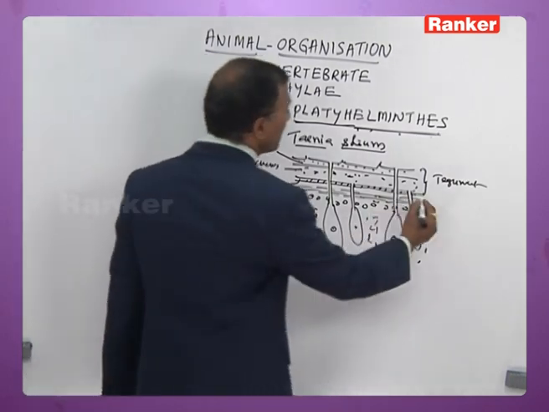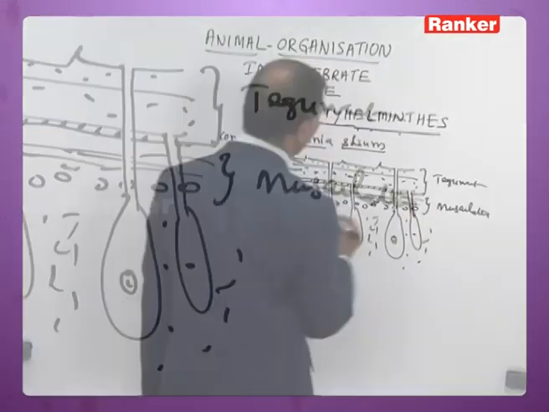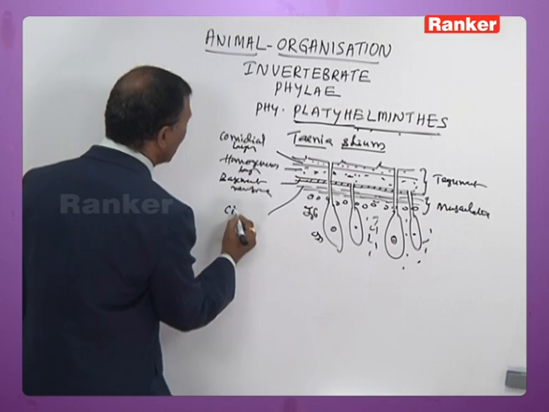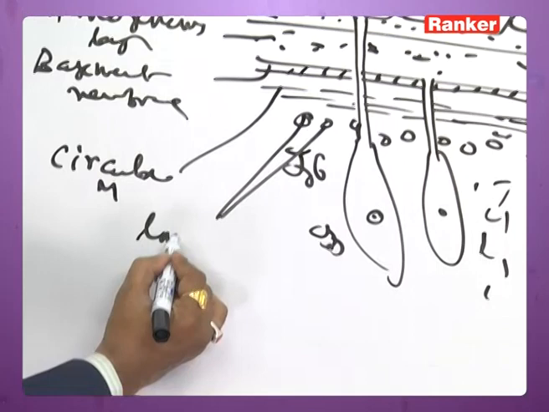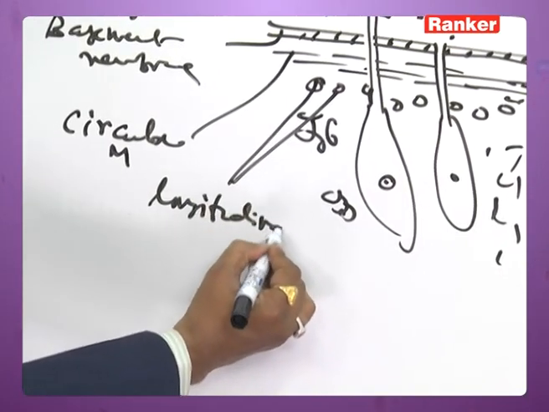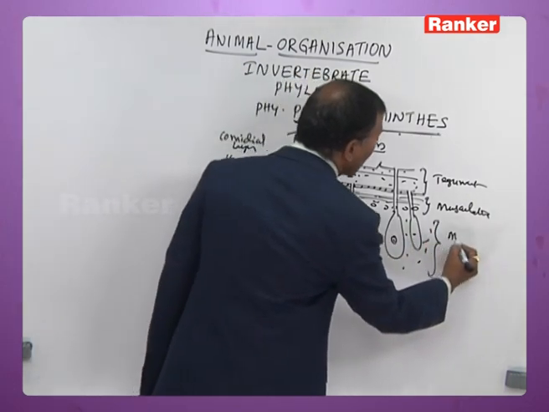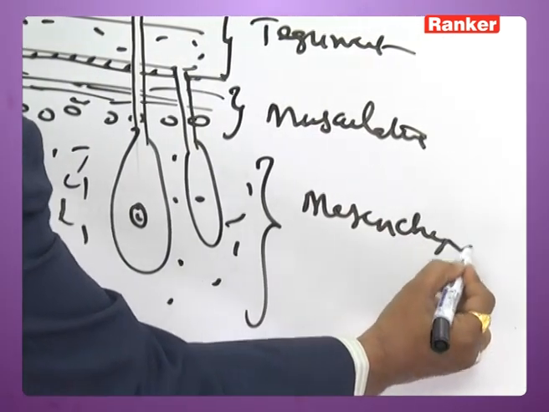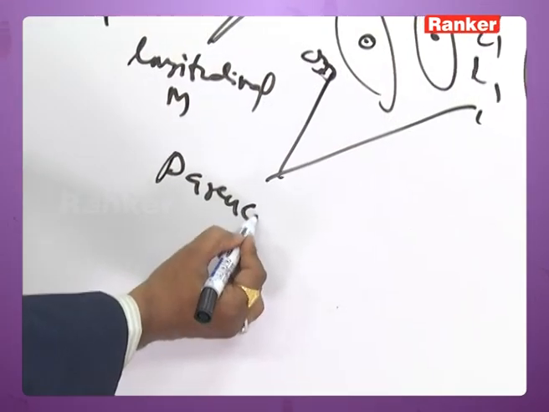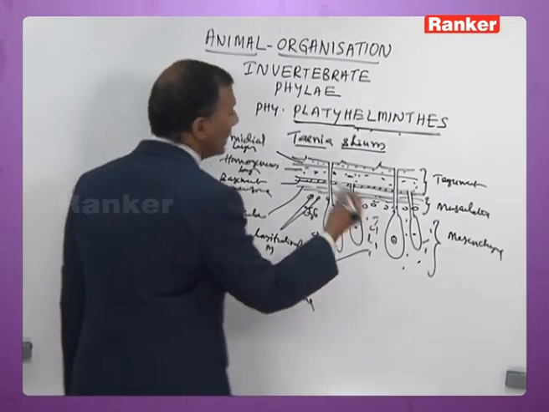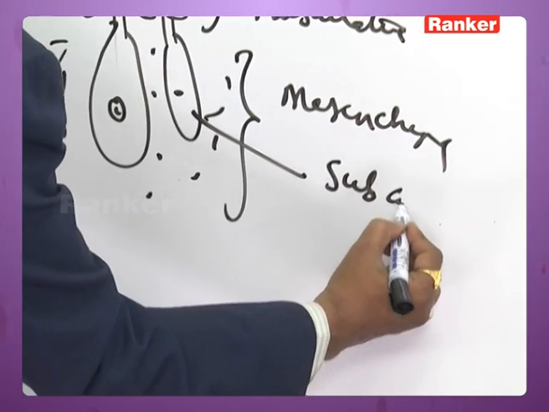Below tegument, it has got musculature. This can be identified as musculature. The musculature consists of outer circular muscles and inner longitudinal muscles. Then the rest of the thing can be called mesenchyme. The mesenchyme is provided with syncytial parenchyma and the glands. There are certain glands which open into tegument. They are called subcuticular glands.